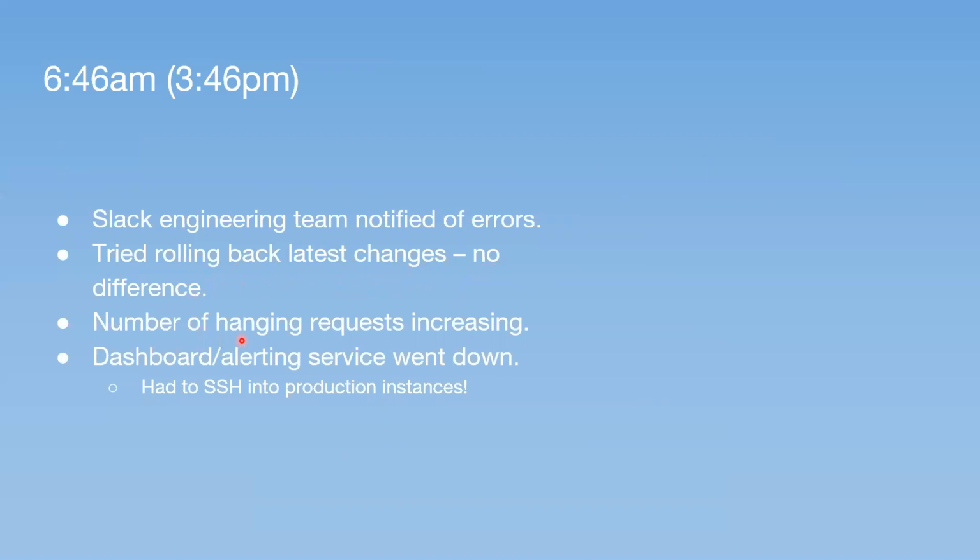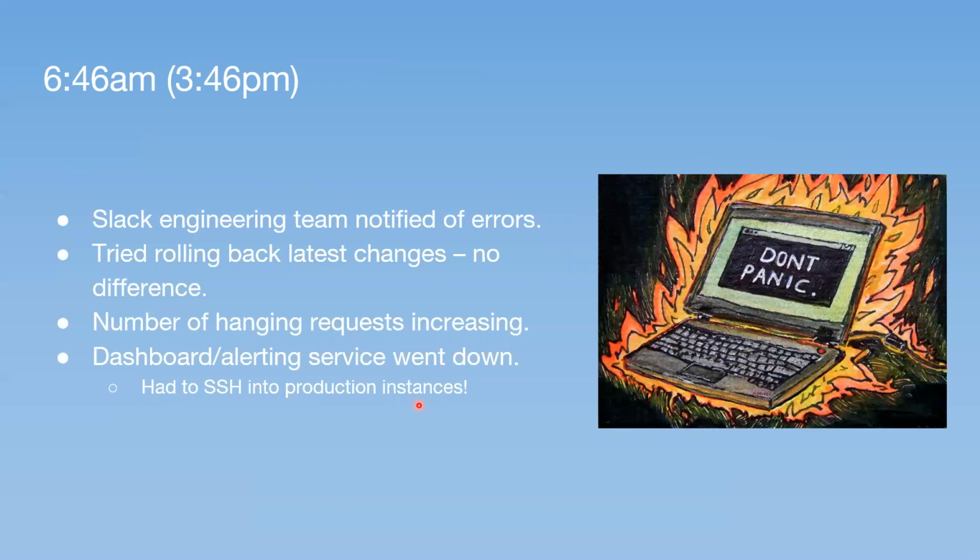The number of hanging requests was increasing. And what's more, very soon after this time, the dashboard and alerting service went down. So they couldn't see what was going on anymore. In order to try and diagnose the problem, developers had to actually SSH into the production instances. And this is an artist's rendition of how that might have looked.